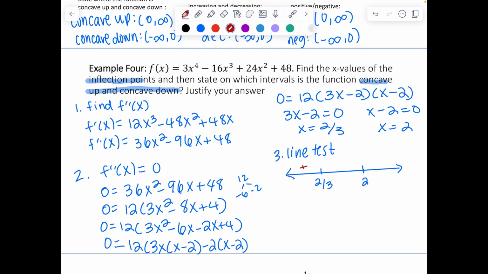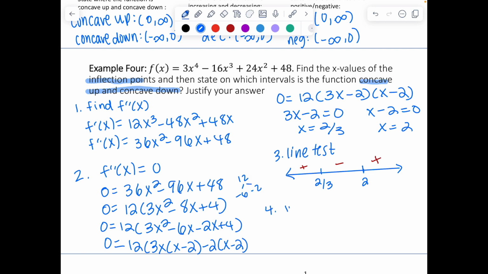If I plug in 1, I get a positive times a negative. So this would be negative. And then if I plugged in like 3, I'd get a positive times a positive times a positive. So I have my line test. I plug things in, and then I just have to answer my question, and then I have to justify my answer. So let's start with inflection point.